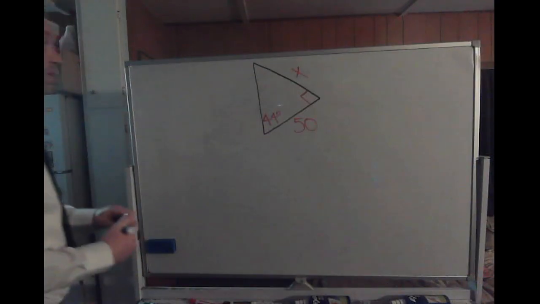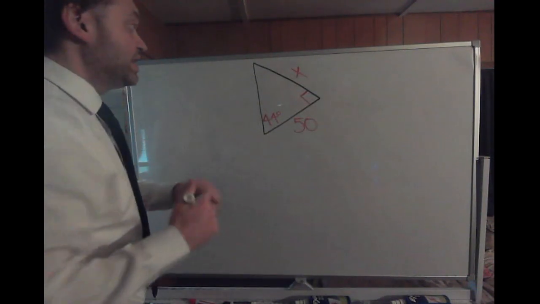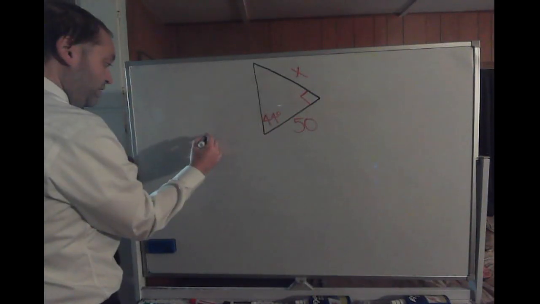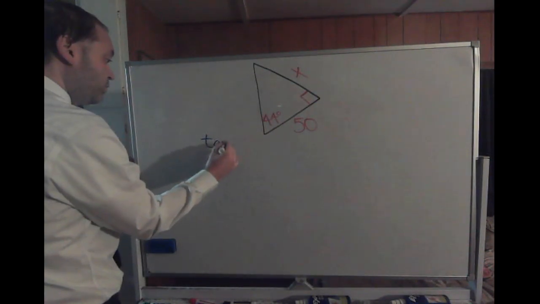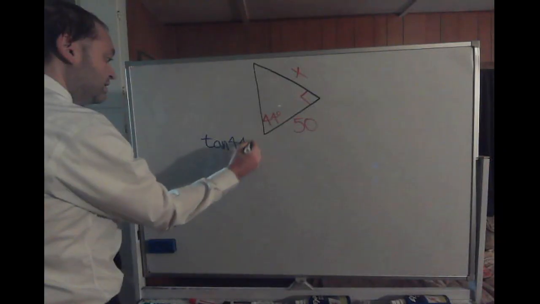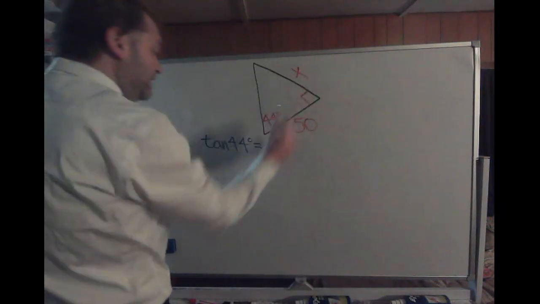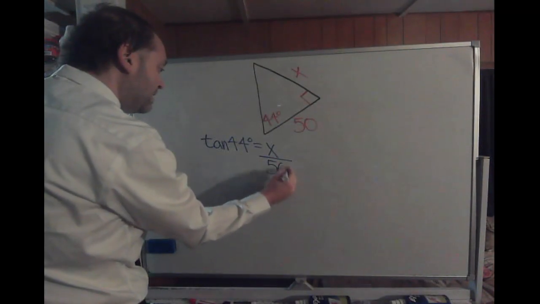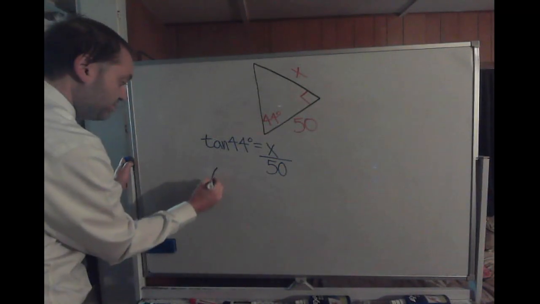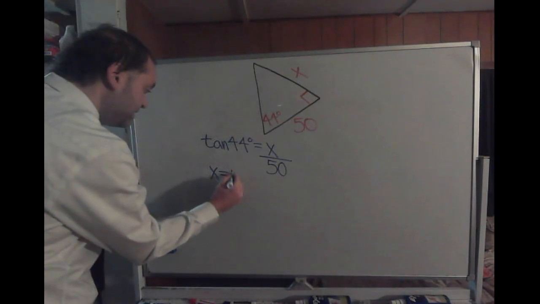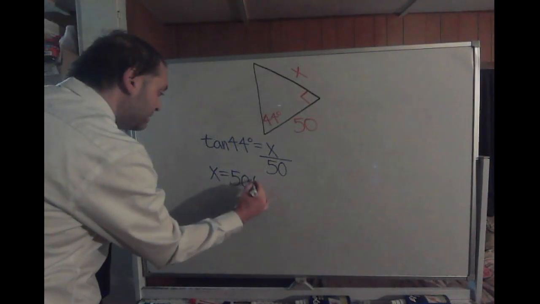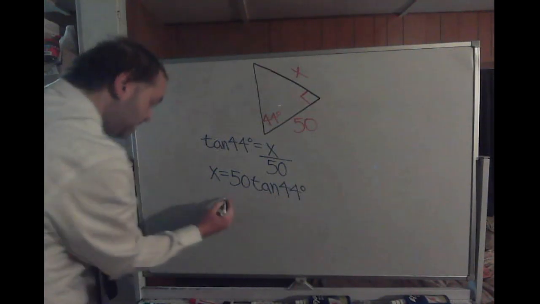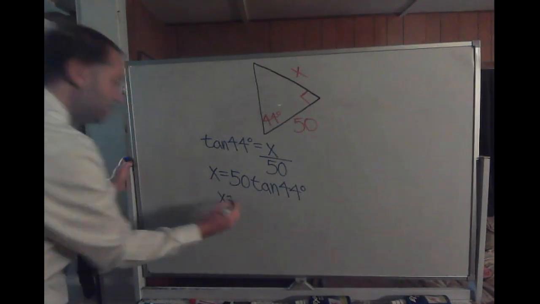Alright, so ultimately we want to use the tangent ratio to solve for x. So we know the 44 degree angle. Go ahead, set up your tangent of 44 degrees. That's going to be equal to the opposite leg of x over the adjacent leg with length 50. Now, of course, you multiply both sides by 50, and you would get x is equal to 50 times the tangent of 44 degrees. And then we should get another decimal approximation.